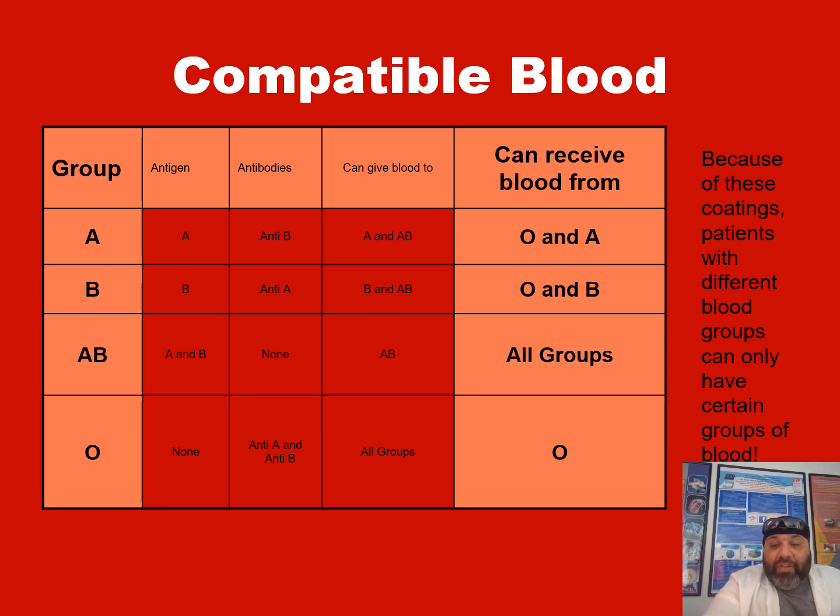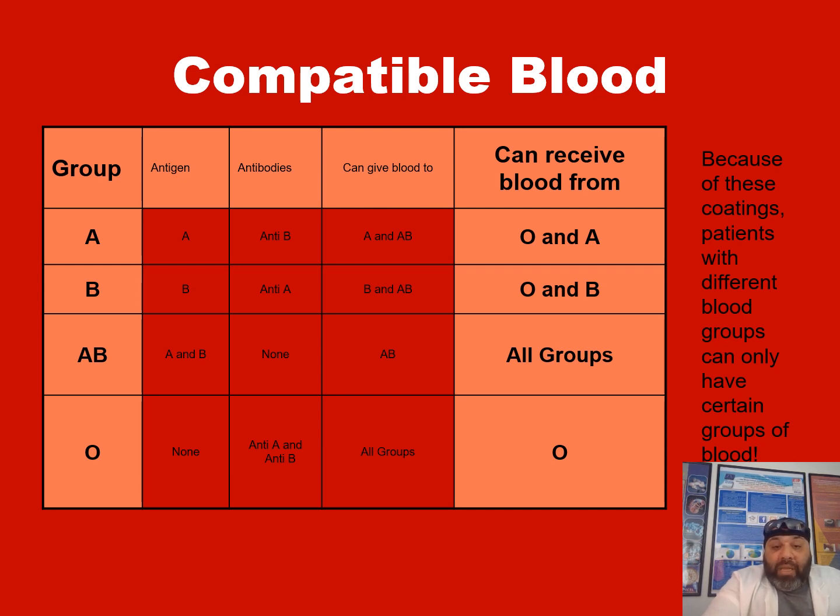So if someone from group A needs blood, then they can really only have blood from those who are O and A, but they can only give blood to those who are A and AB.